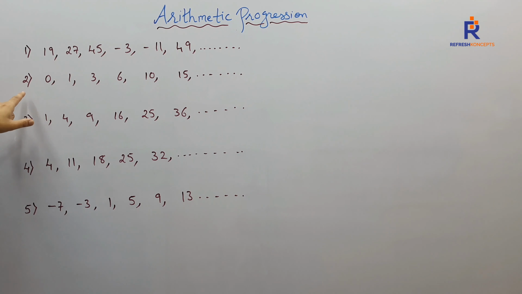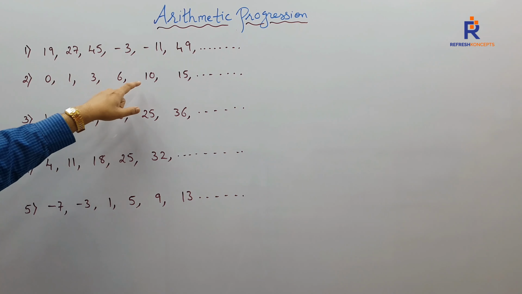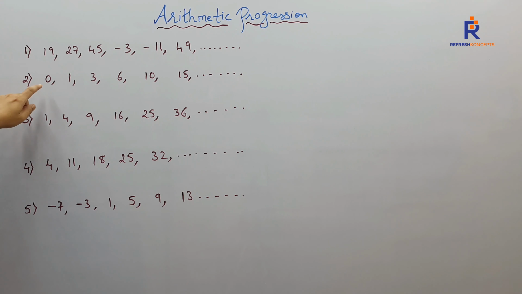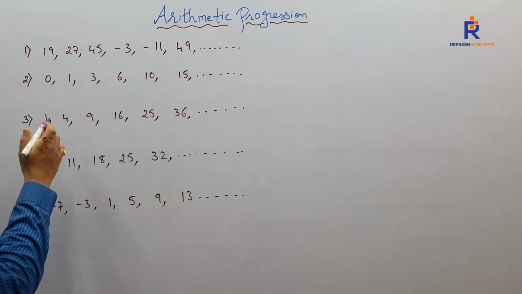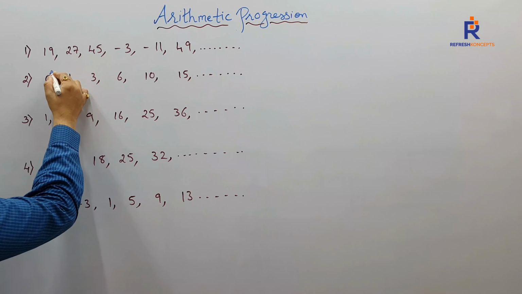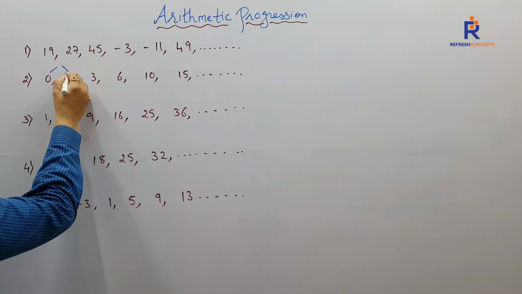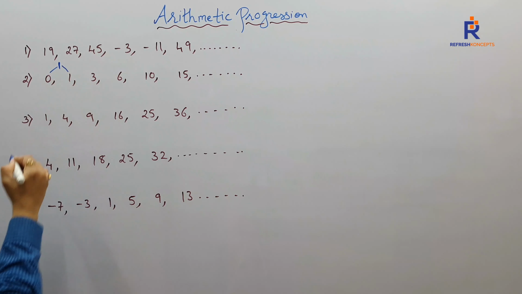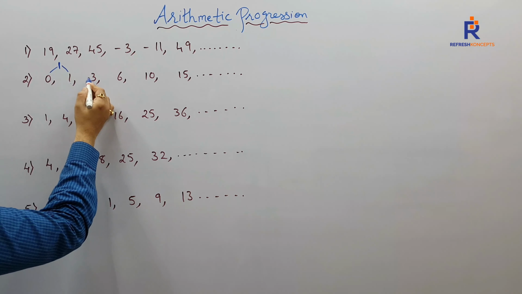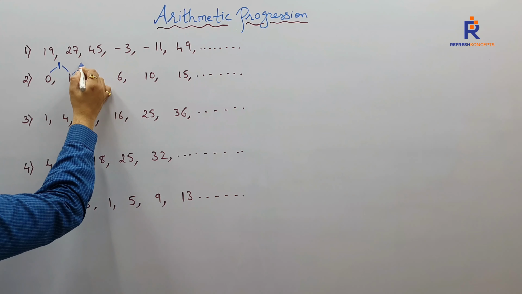Now if I take the second one, what is it saying? 0, 1, 3, 6, 10, 15. This is termed as the first term, second term, third term. Now if I clearly look at it, this is 0, 1. What is the difference between them? The difference is 1. Then 1, 3. The difference between them is 2.